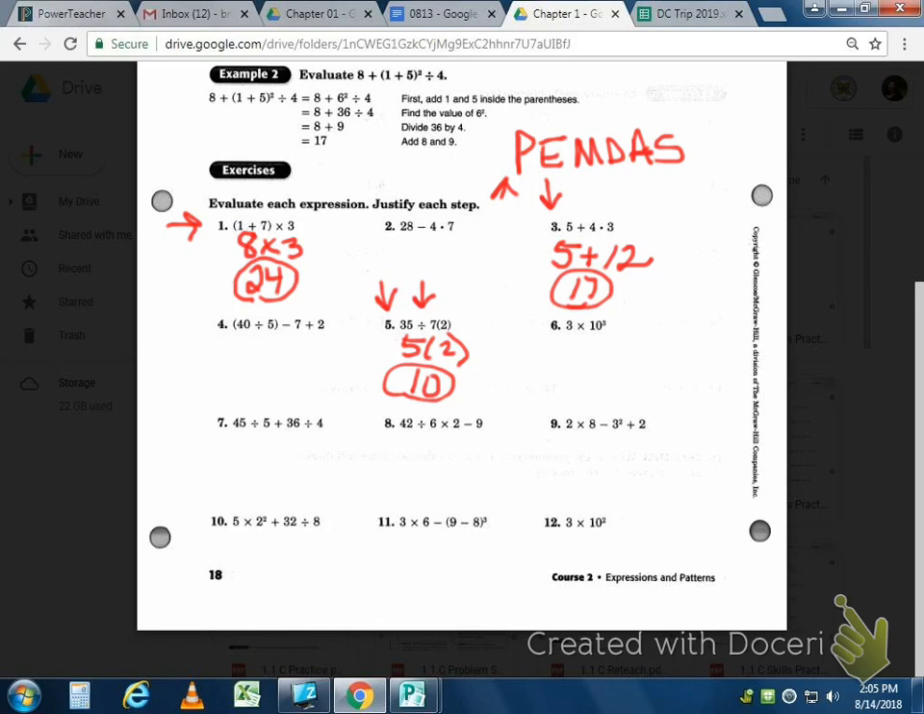Okay, we're going to skip ahead. I'd like to look at number 9. Are there any parentheses in number 9? No. Are there any exponents in number 9? Sure are. So this is what you would do in this case. 2 times 8 minus 3 to the second power. What is that? 9 plus 2. Now, do I have any multiplications or divisions?